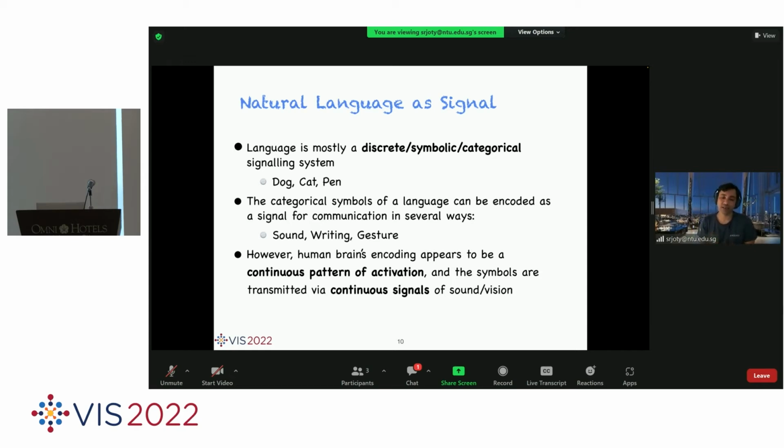However, human brain encoding appears to be continuous patterns of activation, and the symbols are actually transmitted by a continuous signal of sound and vision. So what it implicates is that perhaps computers should also process language as a continuous signal rather than discrete tokens or a symbolic signal, or probably a mixture of these two.